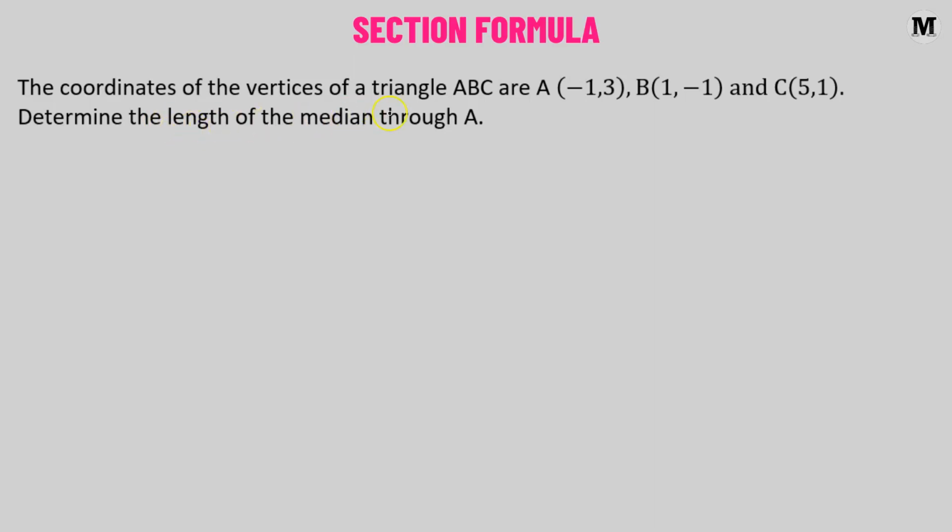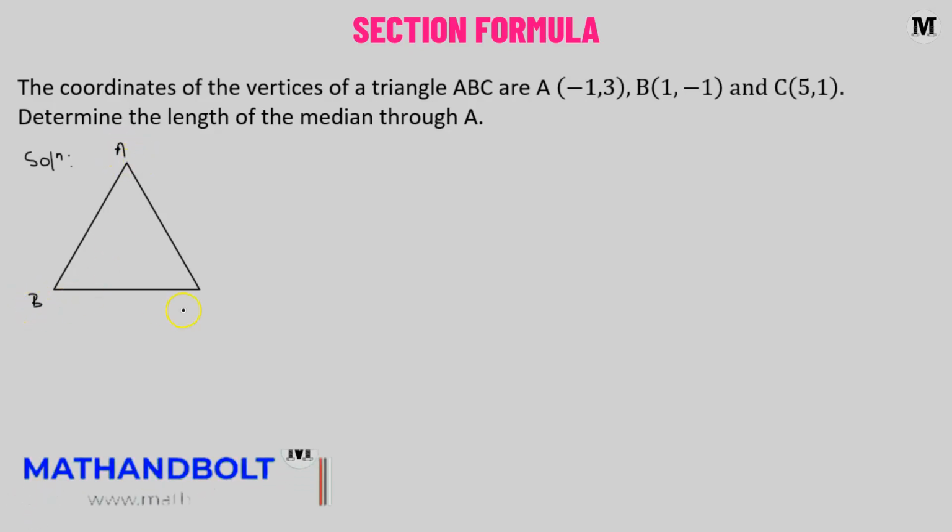The coordinates of the vertices of a triangle ABC are given to us. We need to determine the length of the median through A. So let's do that. Let us consider a triangle A, B, and C.